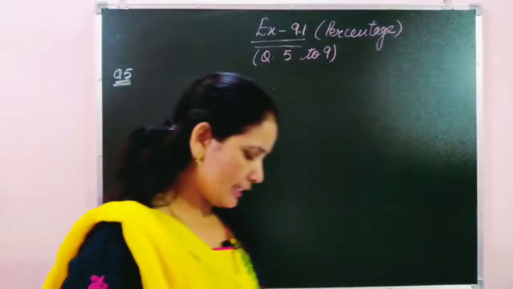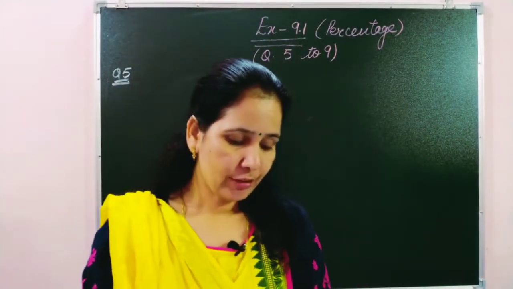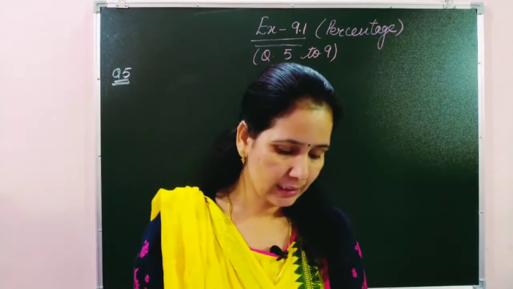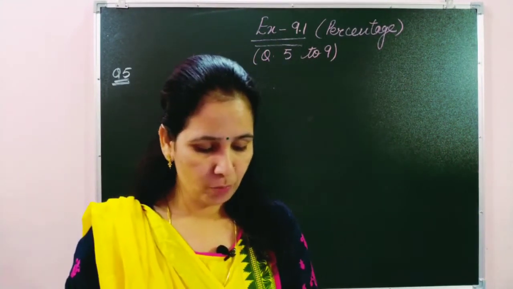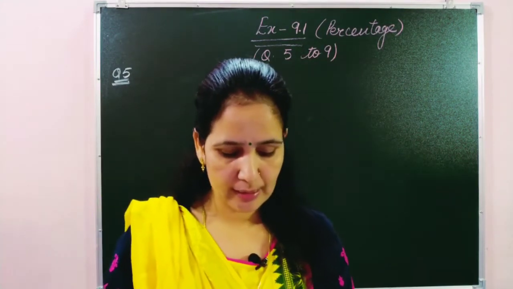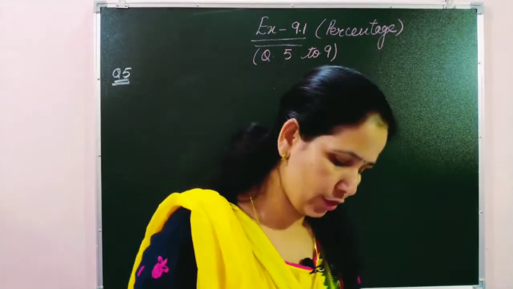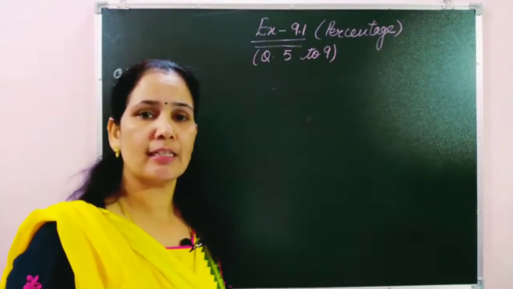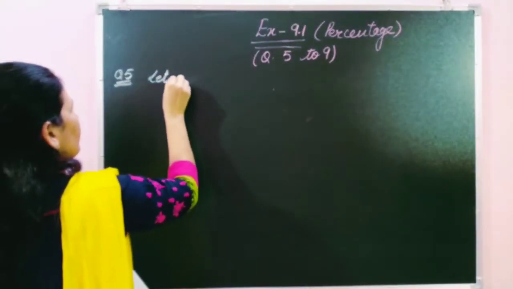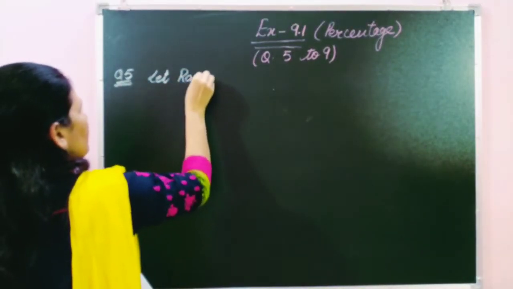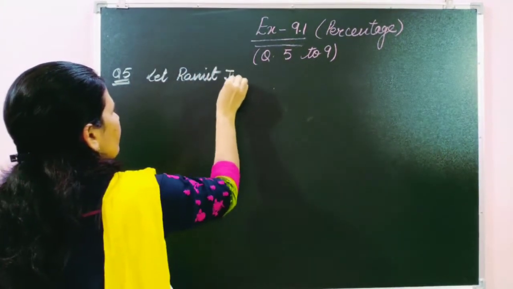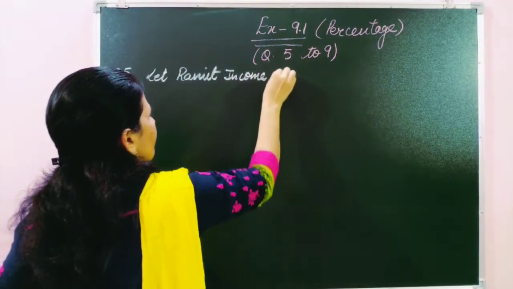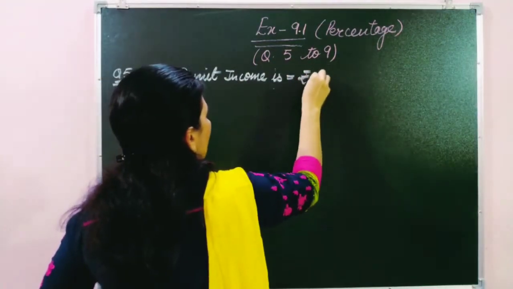In question number 5, let's take a reading of the question. They have given that Rachit's income is 20% less than Ramit's income, and we have to find out by how much percent Ramit's income is more than Rachit's. So let's start. First of all, students, in this question we have to assume an income. So we will write, let Ramit's income be rupees 100.